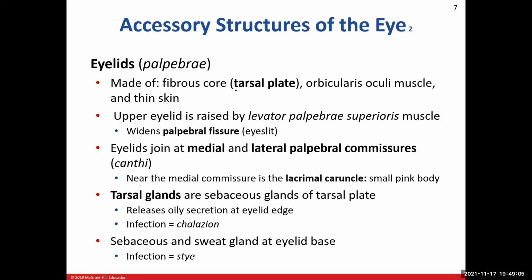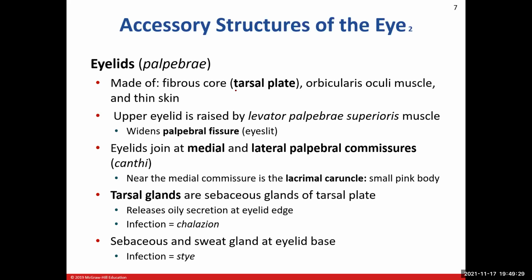And then surrounding the actual orbit there is the orbicularis oculi muscle. And so essentially our eyelids are made up of the tarsal plate, which is going to give it a little bit of shape and support. And then over that, we'll see the orbicularis oculi muscle. And then we'll cover that with some of the skin there.